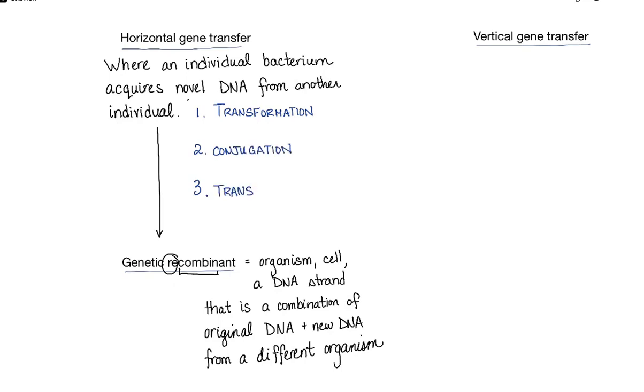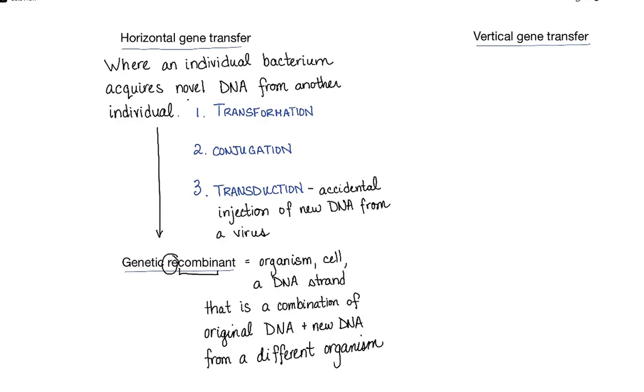conjugation, and transduction. Transformation and conjugation are going to get their own lectures. Transduction is perhaps the most complicated of the three and requires some knowledge about how viruses work, so we're going to save transduction for when we get into the viral section of this class. But briefly, I will say that it is an accidental injection of new DNA from a virus.